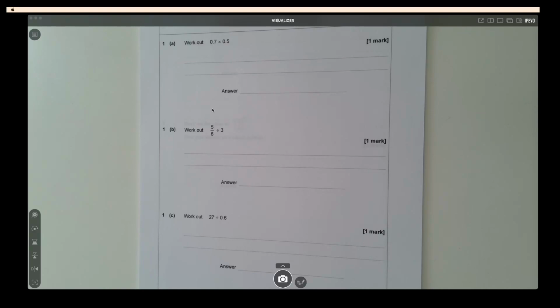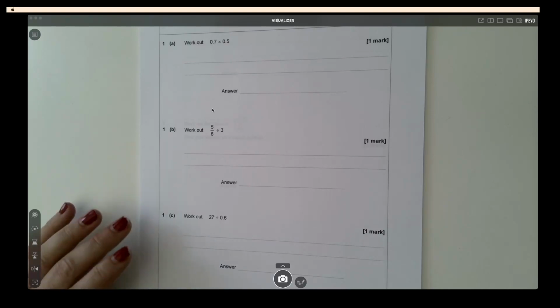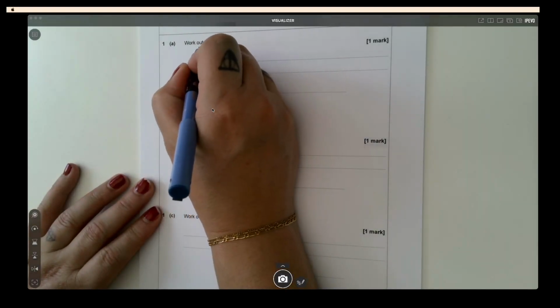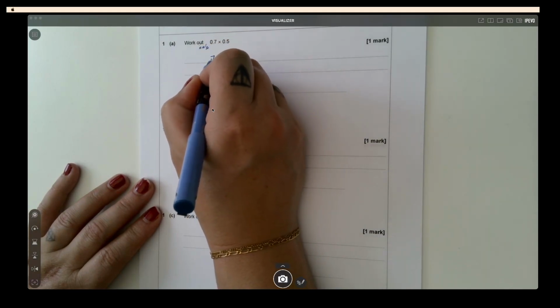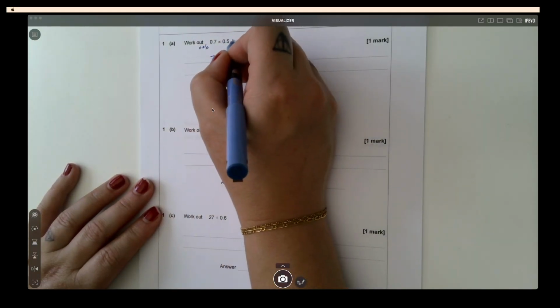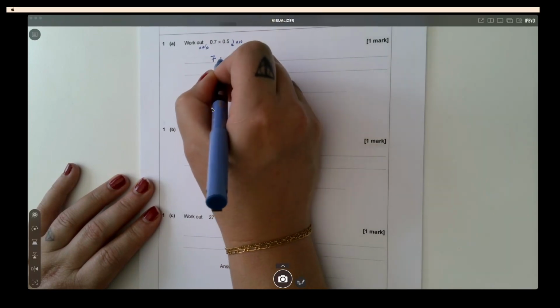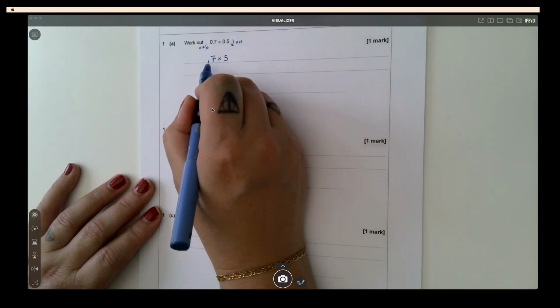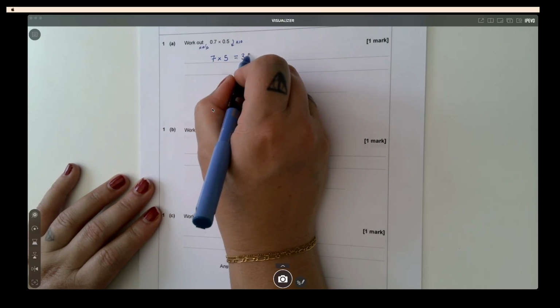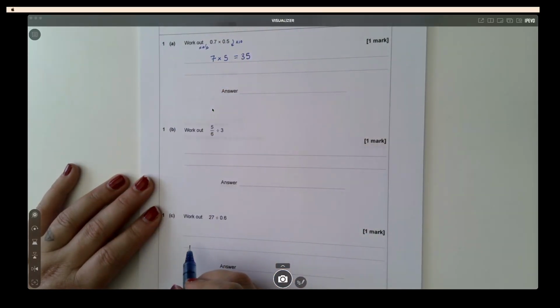Question 1a, work out 0.7 multiplied by 0.5. So I'm going to times 0.7 by 10 to make it 7. I'm going to times 0.5 by 10 to make it 5. And then I'm going to do 7 multiplied by 5, which is 35. It makes my life a little bit easier.